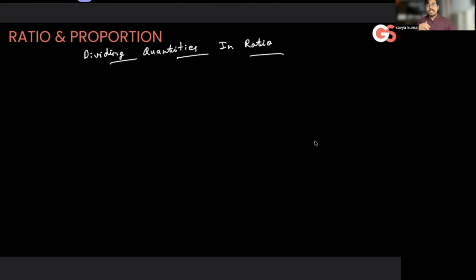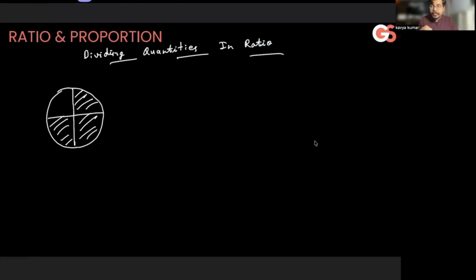So if a quantity is divided in a ratio, we divide it according to parts. Let's say you have a pizza, and we have divided the pizza into 4 equal parts. There's a shaded portion and some unshaded portion. What fraction of the pizza is shaded? Let's say this is the question. This is 3 by 4.